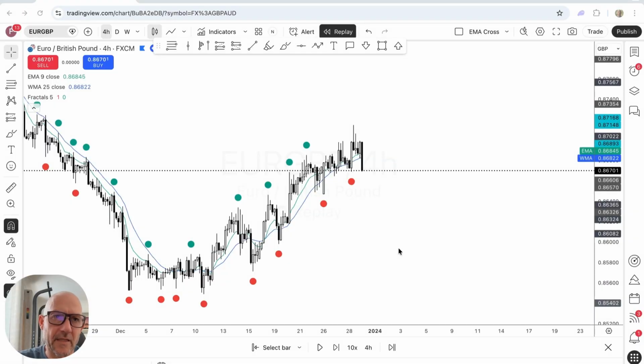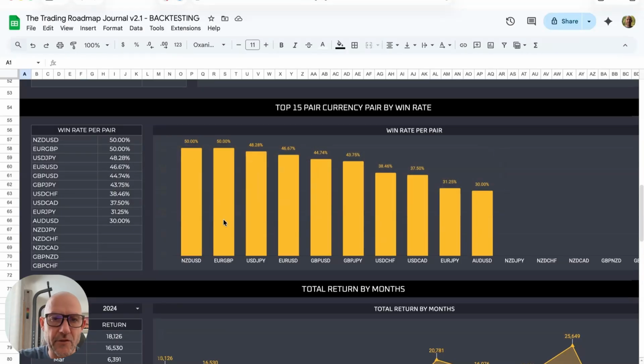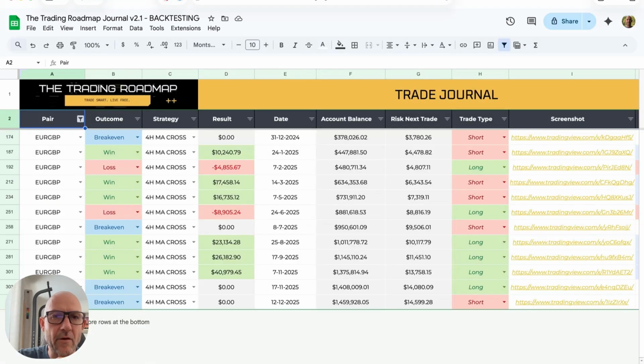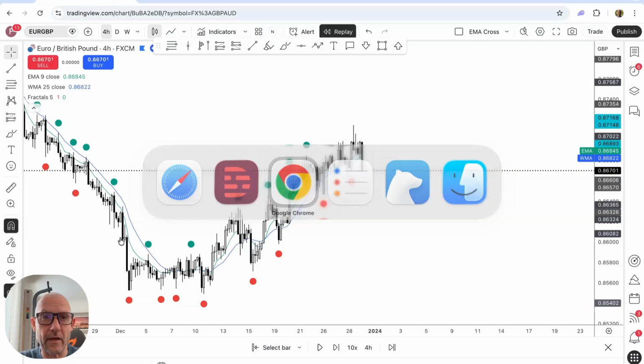So I want to do some testing on EURGBP. If we just head over to my backtesting journal a minute and have a look, we've only tested at the moment 2025. We've got 31st of December 24 and the rest is 2025. And if we come over to the dashboard, EURGBP is currently giving us a 50% win rate for 2025. So I want to see what the results are like for 2024.